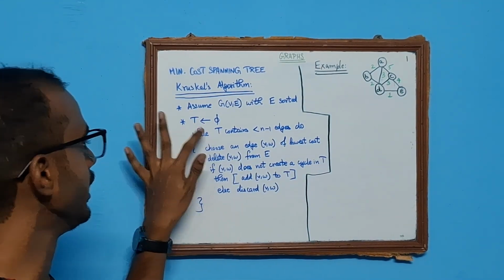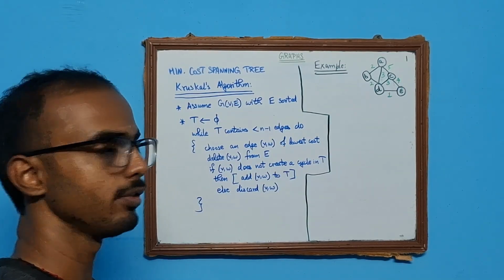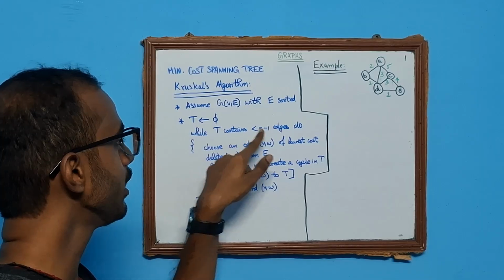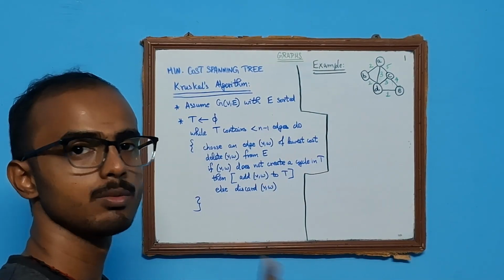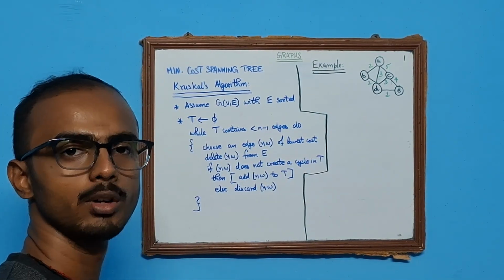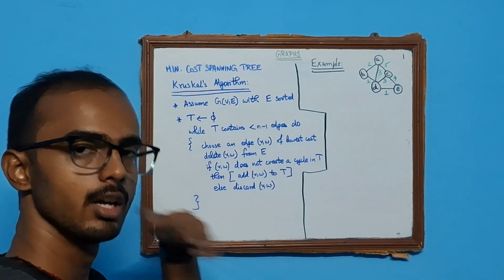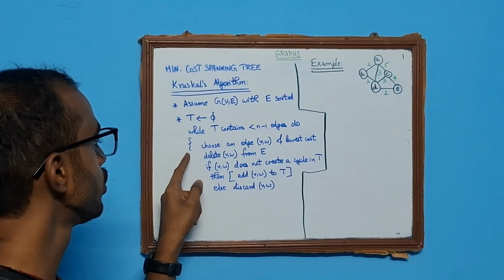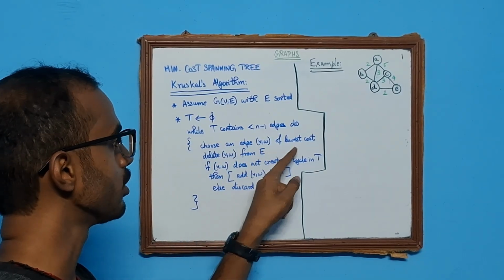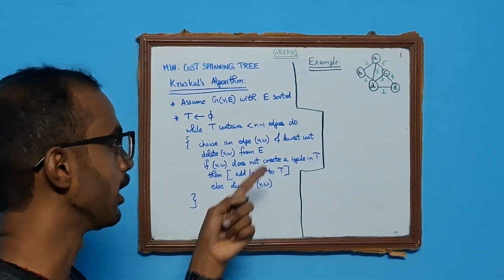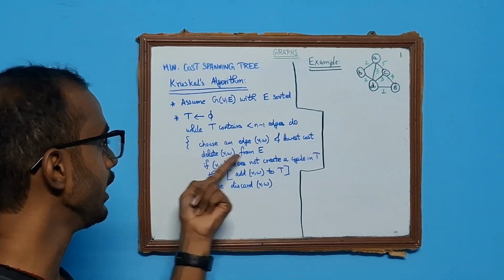Now T is the final spanning tree, which we consider to be null initially. While T contains less than n-1 edges, because we know the condition for a tree is that it should have n-1 edges, we go inside the loop. Choose the edge with the lowest cost. We have this list sorted, so we take the first element from it and delete it from the list.